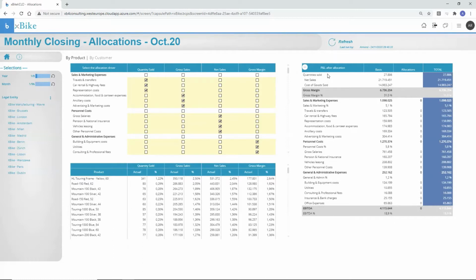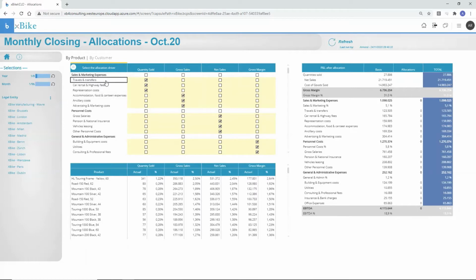Now, in this example, we kept it simple. We use the top part of the P&L, which in general is already available by product and by customer. But to make the allocation, we find back here on the left the different expense lines, which are the same as my P&L, and in the columns we have the different drivers. So the idea here is that I can choose for each P&L line what is the driver: quantity, gross sales, net sales, or gross margin, to do the allocation.